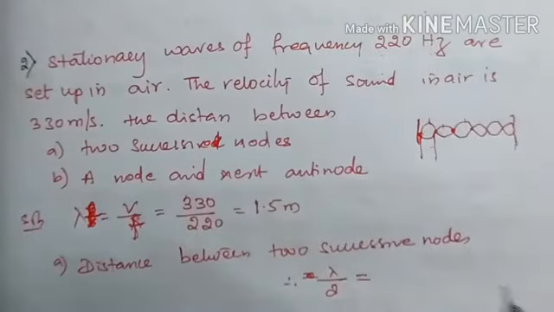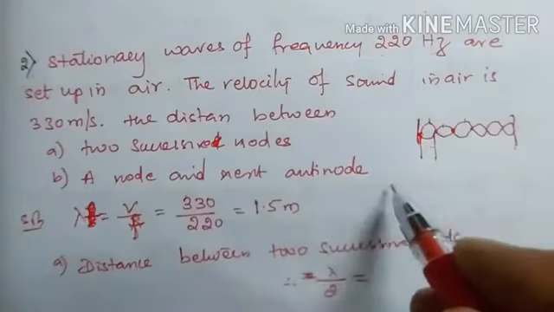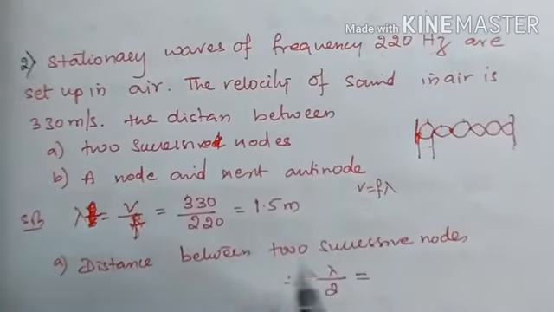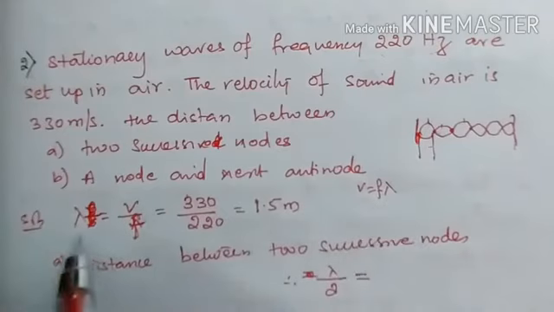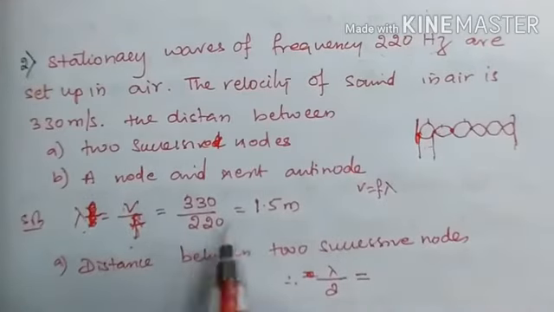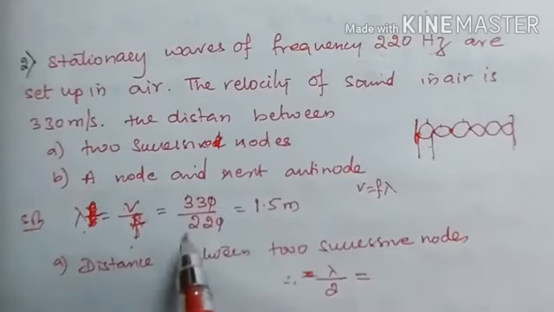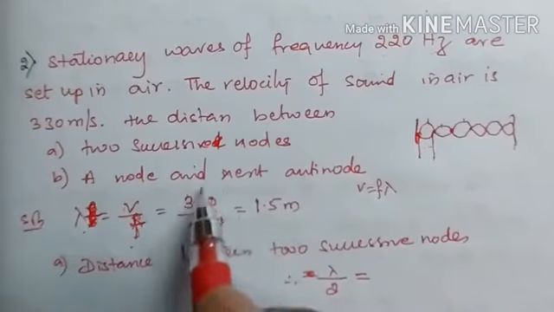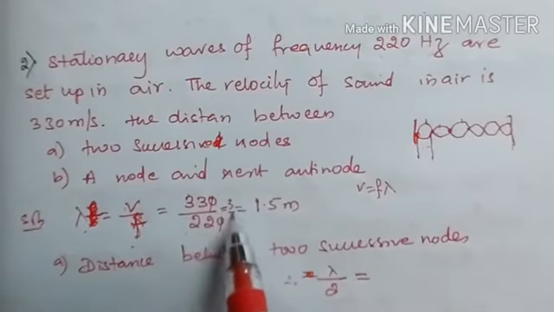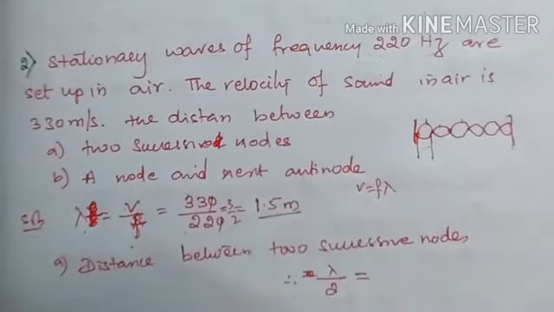Now to find lambda, we are using the formula v is equal to f lambda, or n lambda, frequency. Therefore lambda is equal to v by f. v is given as 330 meters per second divided by frequency 220. It cancels over there. 11 2s are 22, 11 3s are 33. So that comes out to be 3 by 2, that is 1.5 meters.